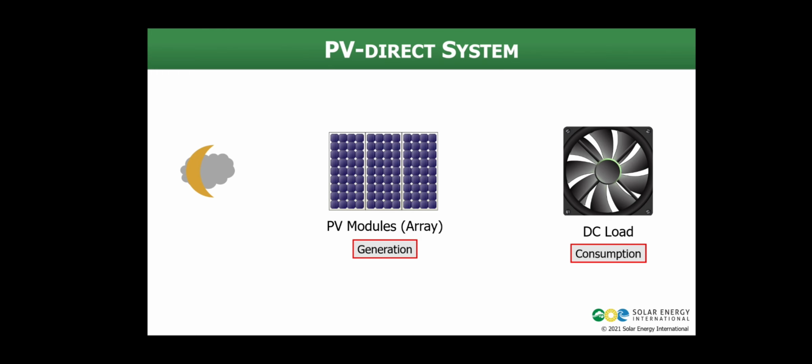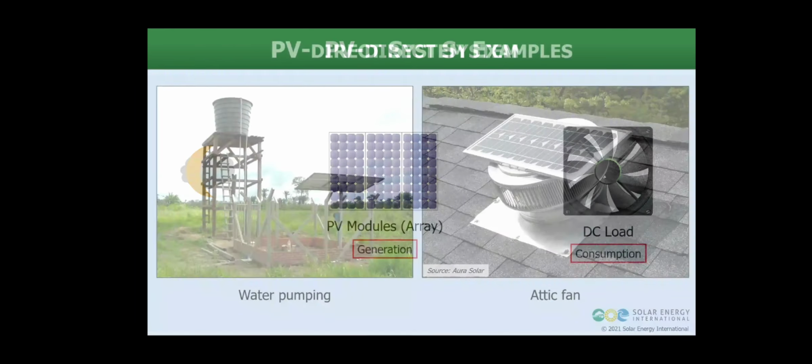However, if the dark clouds roll in, the power to the load will decrease and cause the load to run at lesser capacity. In the case of a fan, for instance, the fan will run slower when the light is decreased. At night, these systems cannot operate, so they are best suited in applications where power is only required during the day when the sun is shining.